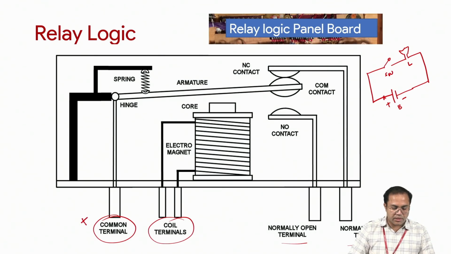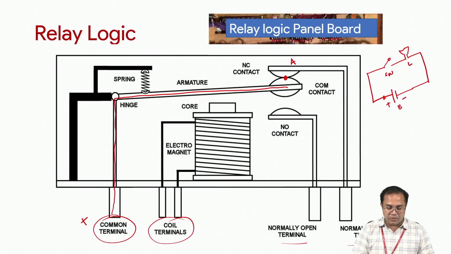Now let us think that one of the terminals is connected to common. Let us say I've connected this common terminal to the positive. Where this common terminal is going, it is going through this hinge and through this armature. By default, it is connected to this particular point, let us say point A. So by default it is in contact with point A, which means whatever supply I connected across this common is available across this normally closed terminal. So here I can get this supply.